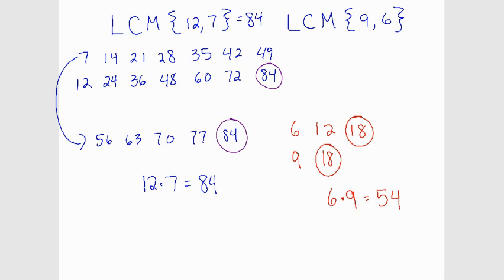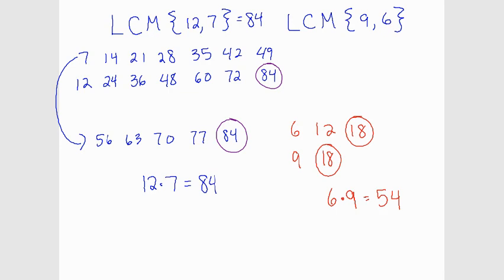So here's where we have to take a cautionary tale. If you're looking for the least common multiple and we try to multiply the two numbers together, you will get a common multiple, but you will not necessarily get the least common multiple. And that leads us to, when can we do this?